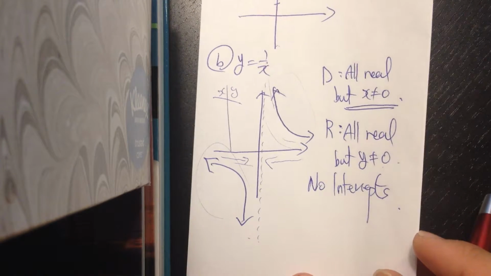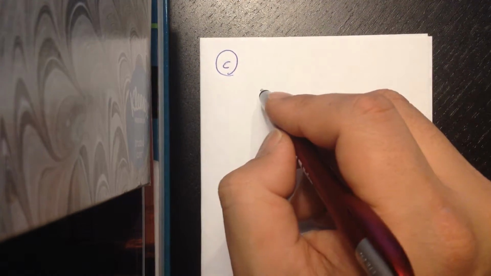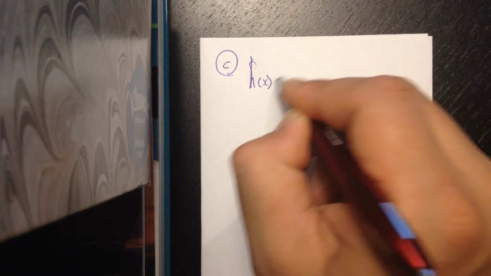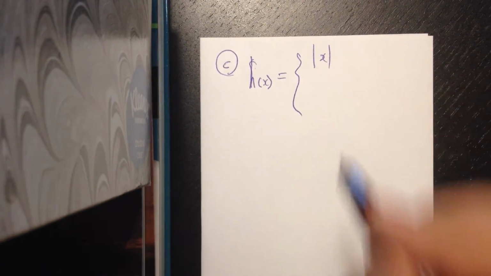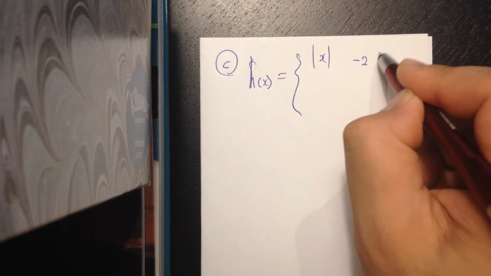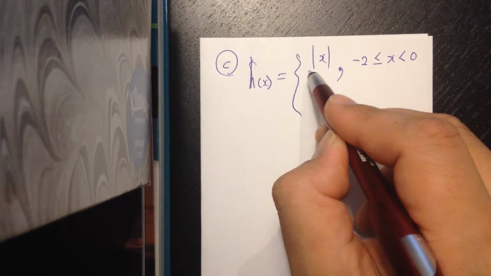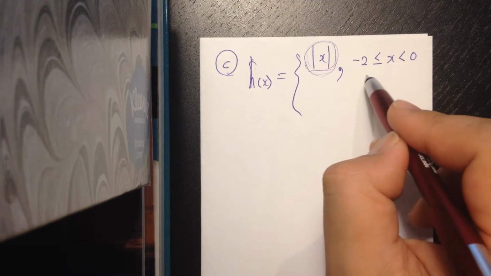I want to explain C. C is also very important for those who are moving into calculus course. Very popular. It's known as a step function. We all know how to graph absolute value, but here you have to be careful. That absolute value function is predetermined by the domain.